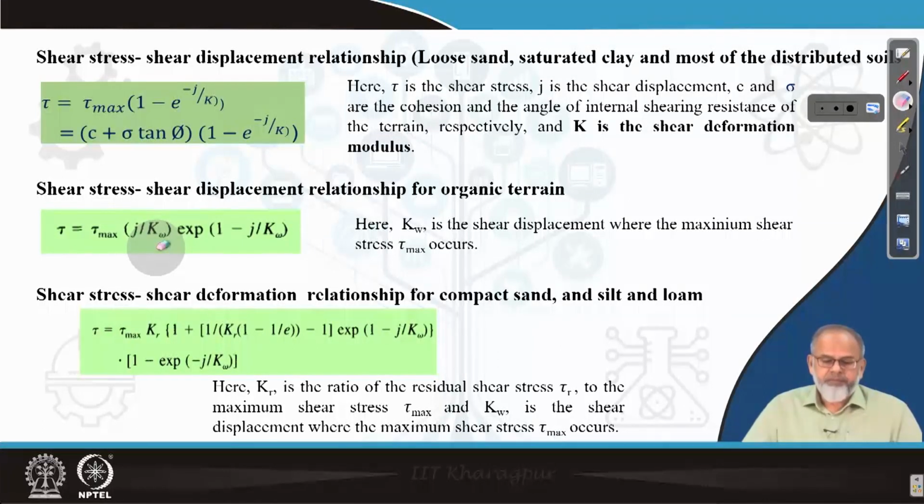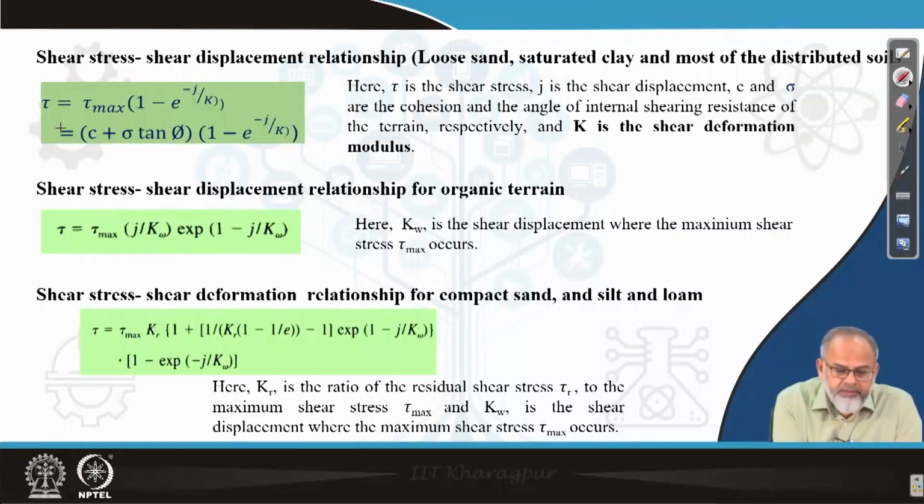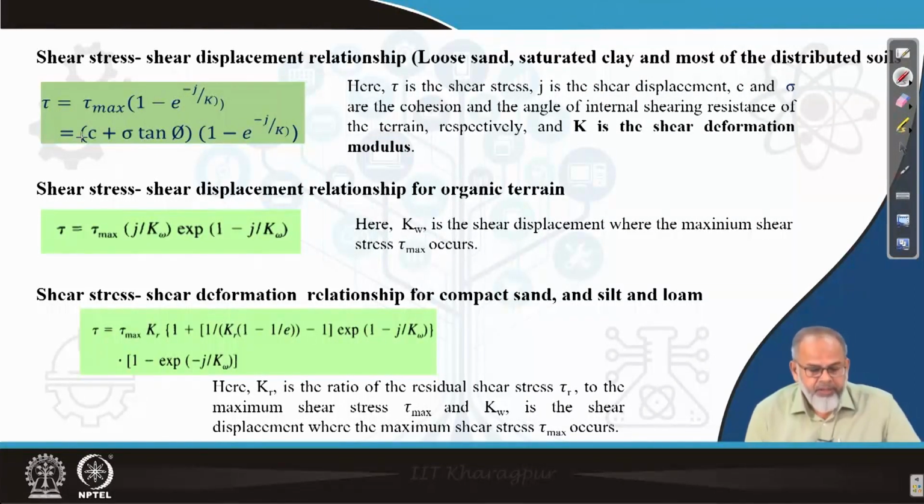So these are the three relationships which we have discussed earlier. For loose sand and saturated clay, tau, that means shear stress, is equal to maximum shear stress into 1 minus e to the power minus j upon k, where maximum shear stress is described as C plus sigma tan phi. That means it is a function of cohesion, the angle of internal friction of soil, and the normal stress which is prevailing. So C plus sigma tan phi into 1 minus e to the power minus j upon k.